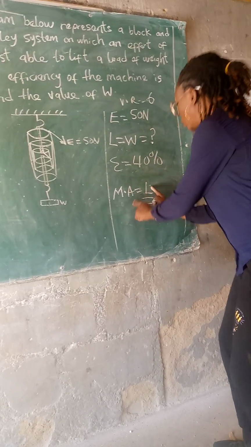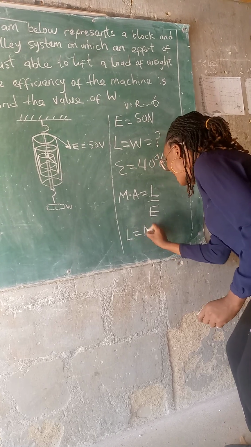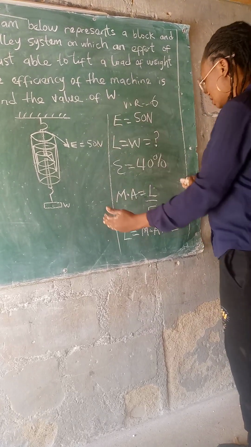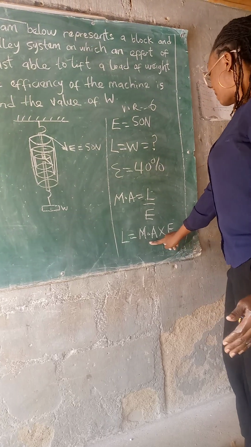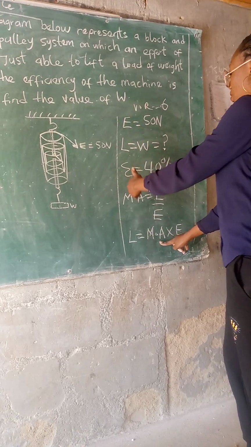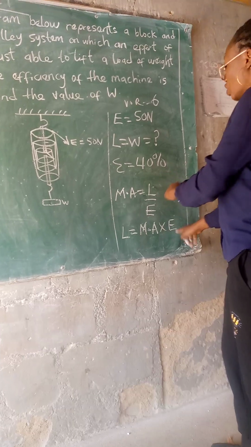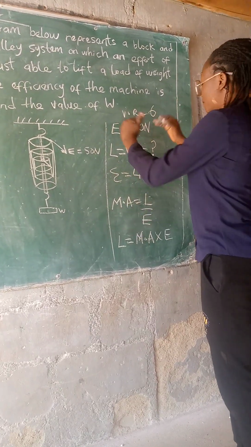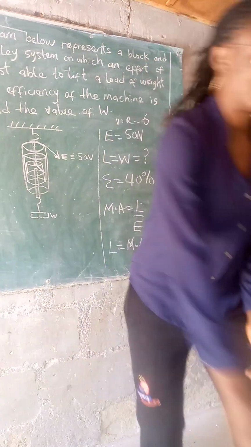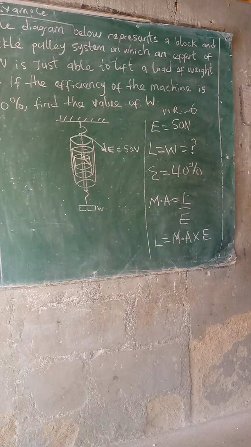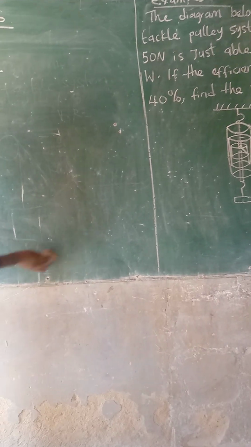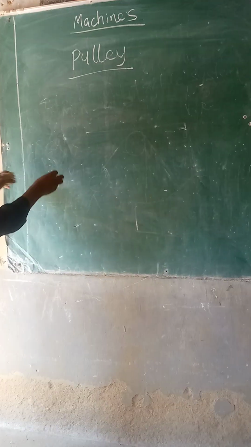So now we are looking for load. Let's make load the subject of formula: L is equal to MA times E. Now let's go back to our parameters. MA, we don't have it, but we can find it. Efficiency is given, so we have to look for MA. Since MA is not given but we can find it, we'll find MA and then put it into this formula. So let's find MA.